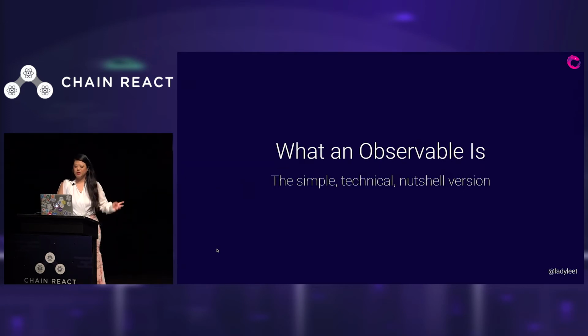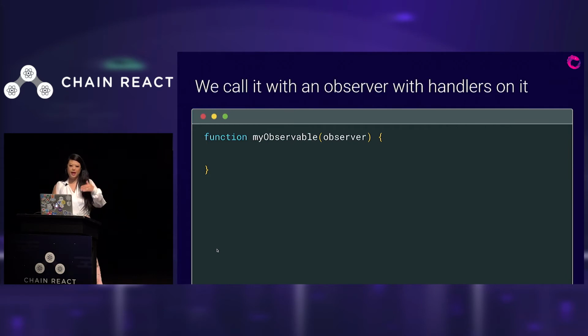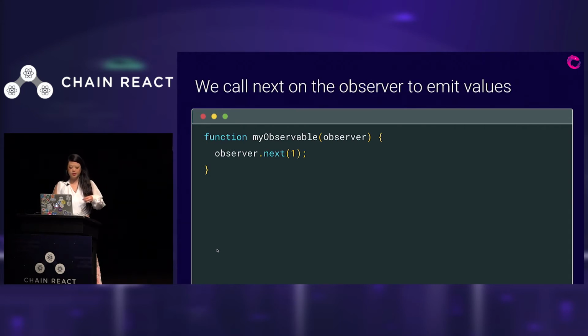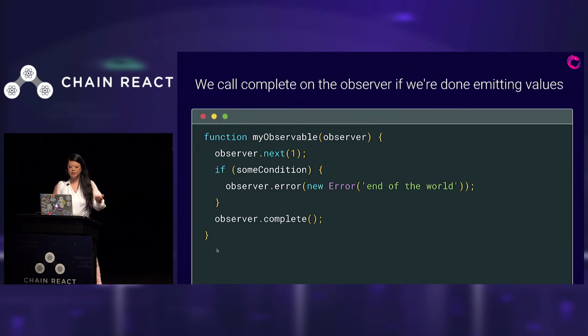Okay, so let's talk about what an observable is. There are 3 parts to RxJS: observables, observers, and operators. I'm going to talk really quickly about what an observable is and how observers work with them. Imagine that observables are basically just functions, right? Here we have our imaginary observable represented as a function called myObservable. The way we call it is by passing in an observer object with callback handlers on it. The next method is called when an observable wants to emit values. The error method is called when there's a problem or an error condition. And when the observable is done emitting values, it signals that it's done by calling complete.